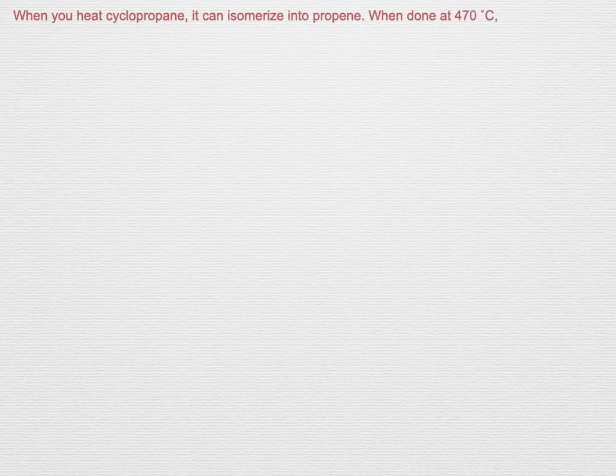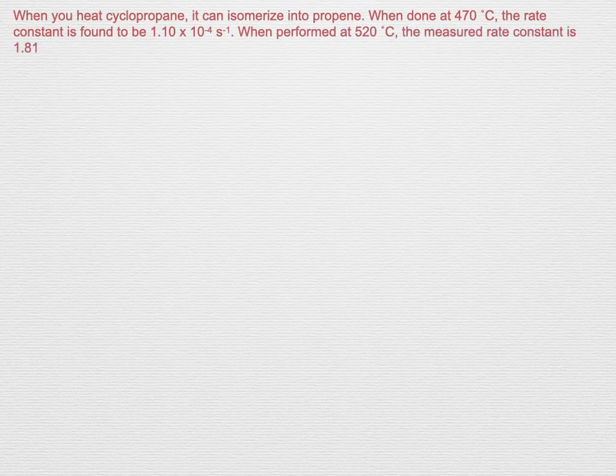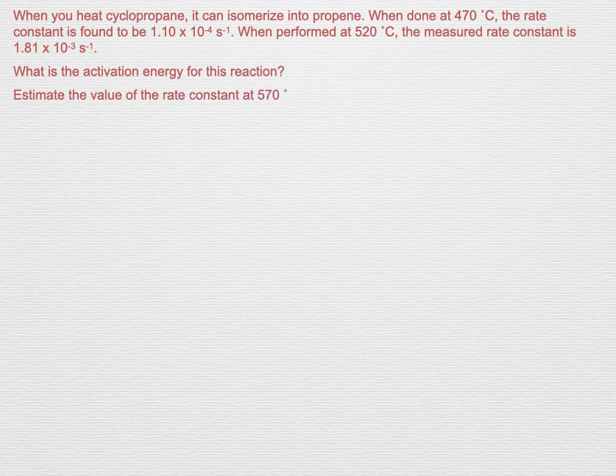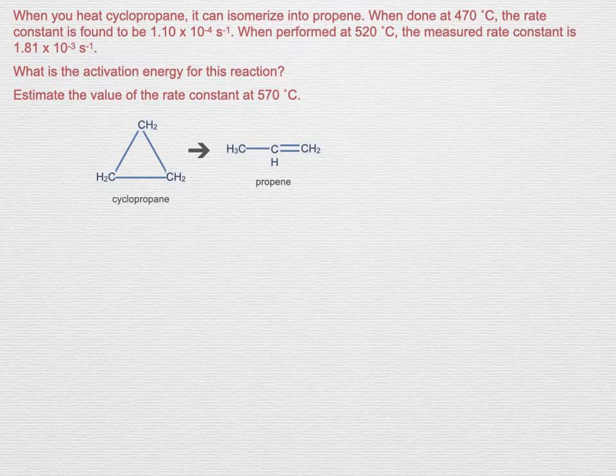Now here's another question to consider. When you heat cyclopropane, it can isomerize into propene. When done at 470 degrees Celsius, the rate constant is found to be 1.10 times 10 to the minus 4 per second. When performed at 520 degrees Celsius, the measured rate constant is 1.81 times 10 to the minus 3 per second. What is the activation energy for this reaction? Estimate the value of the rate constant when we increase the temperature to 570 degrees Celsius.